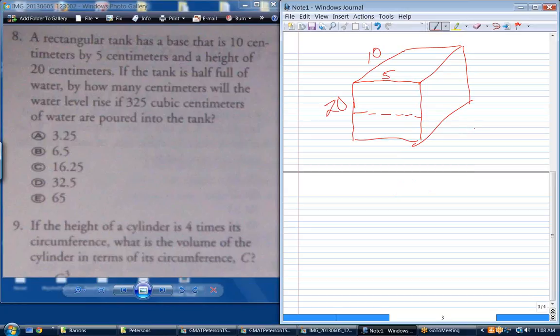5 times 20 is 100. 100 times 10 is 1,000. So the total volume is 1,000, which makes the volume down here 500. And they're saying that if we add 325 cc's to that, what is this dimension going to be here? How high will the water level rise, which is h?